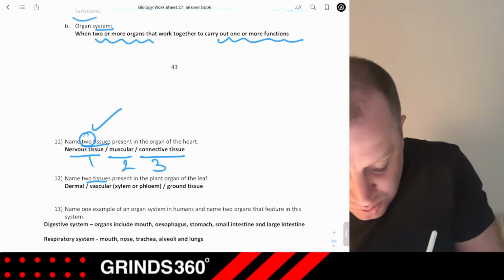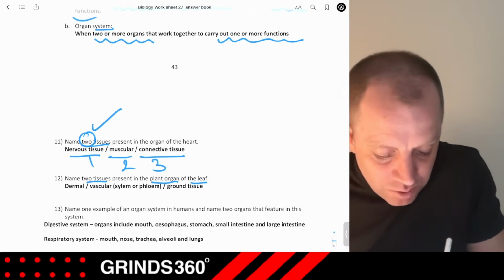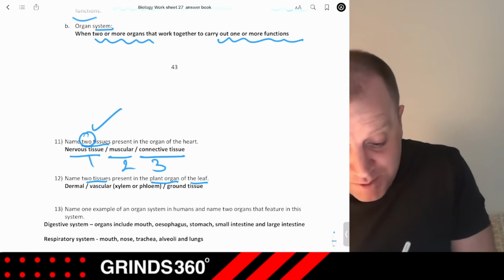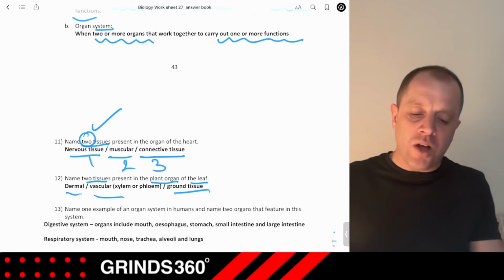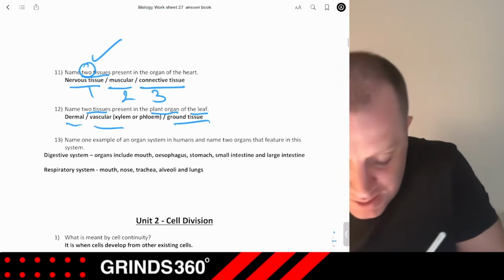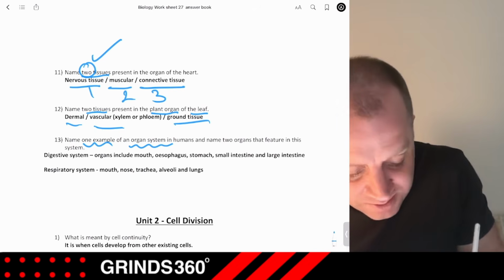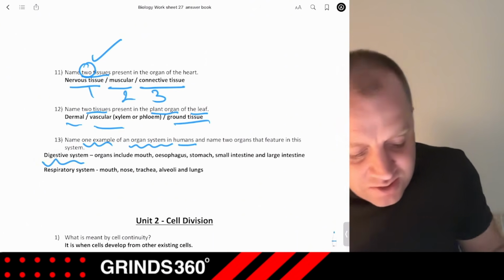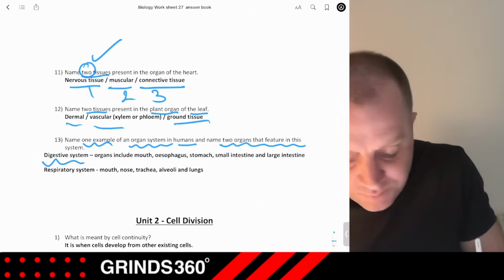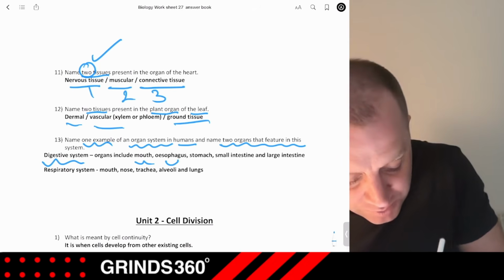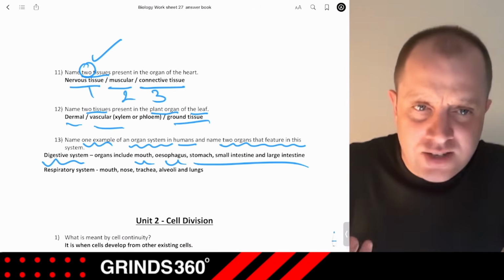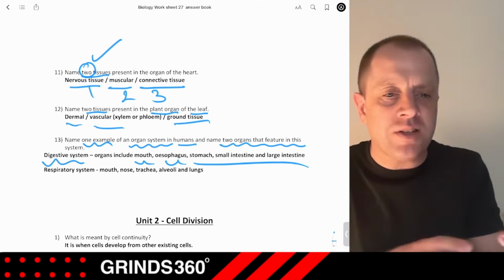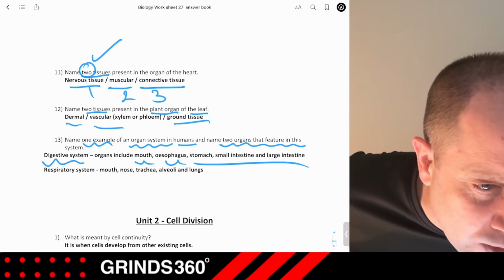Name 2 tissues that are present in a plant organ of the leaf. Well, the leaf is an organ. It's made up of dermal tissue, vascular tissue such as xylem or phloem, and ground tissue. And finally, name 1 example of an organ system in humans. Well, the digestive system. Name 2 organs that feature in it. Well, the mouth, the esophagus, but there's many others. So you've got to be able to not just learn the definition, but understand what the definition means in relation to those questions.